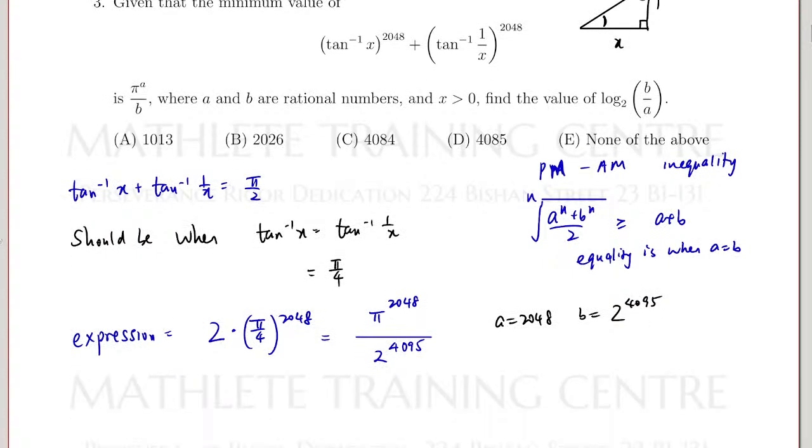As a result, when you have this log base 2 of B over A, that is just log 2 B minus log 2 A. 2048 is equal to 2 to the power 11. So then the answer is 4084. Finish.